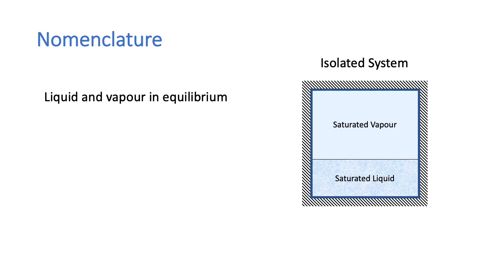We have here an isolated system, which is partially filled with saturated vapor and partially with saturated liquid. The system is at equilibrium, so both the vapor and liquid are in equilibrium with each other. Let us first discuss the nomenclature that we will use to describe such a system.